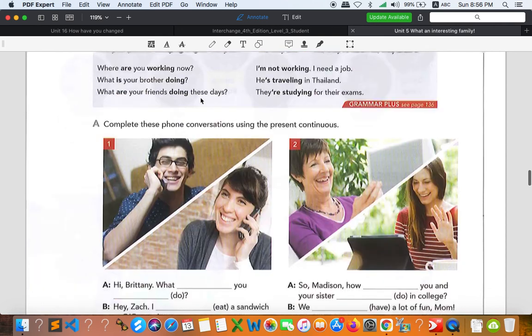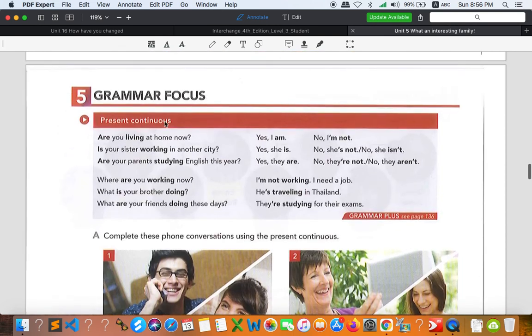And I'm not going to ask you to do this exercise, but I just want to touch a little bit about this grammar point. Once again, present continuous is about activity that is happening. So you talk about the activity which is happening at the moment of speaking, just like right now. Okay. So whatever you are doing right now, we use present continuous tense. Okay. So I will explain more about this grammar point.